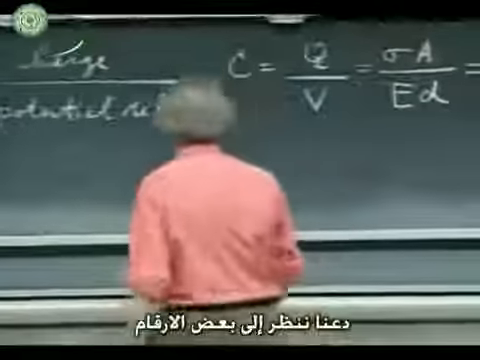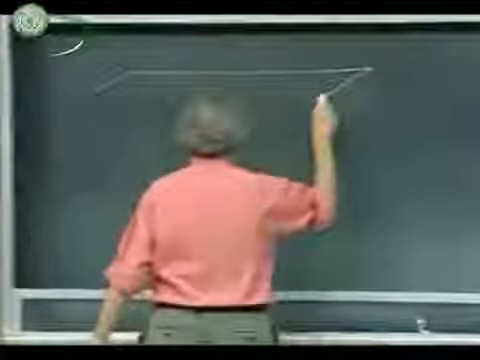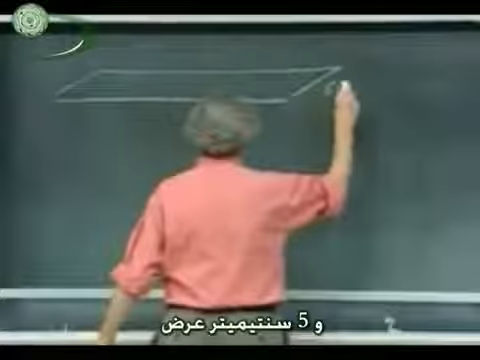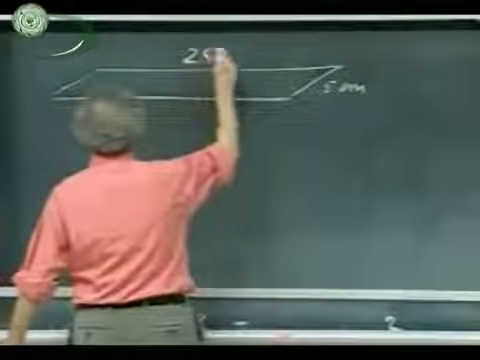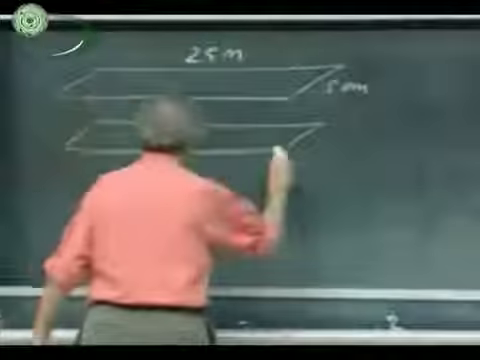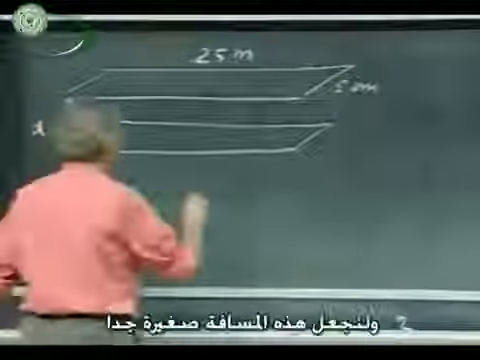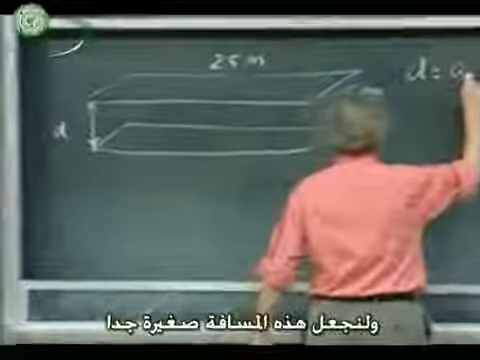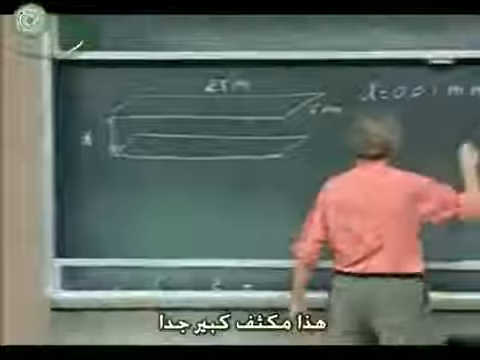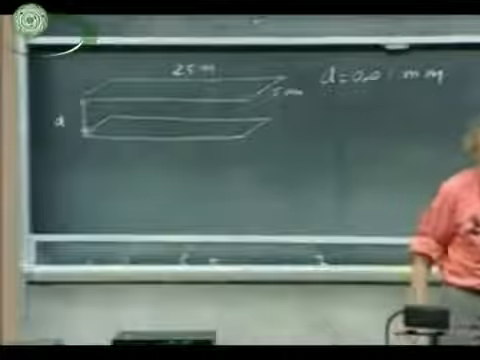Let us look at some numbers. Suppose I have a plate, very large, 25 meters long and 5 centimeters wide. I have two of them, called a plate capacitor. And let the distance between them, d, be very small, because we want a real big capacitor, 0.01 millimeters. Very small gap between them.